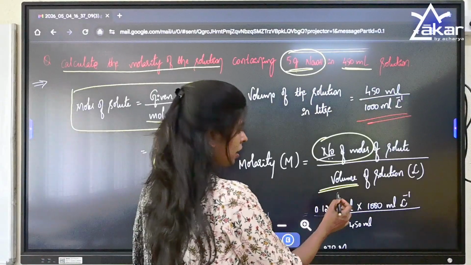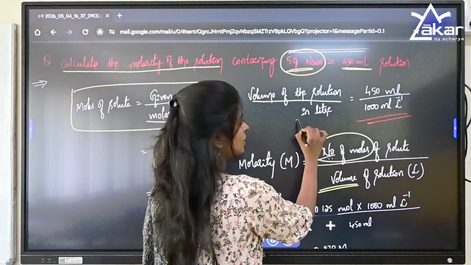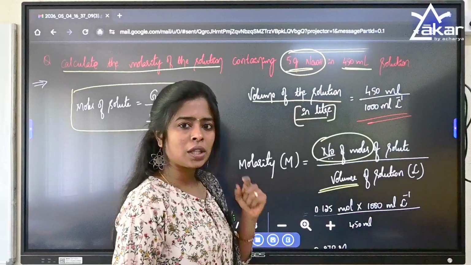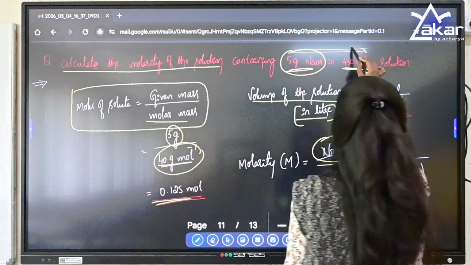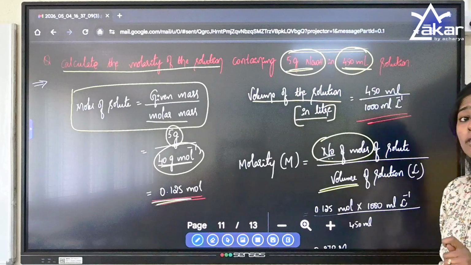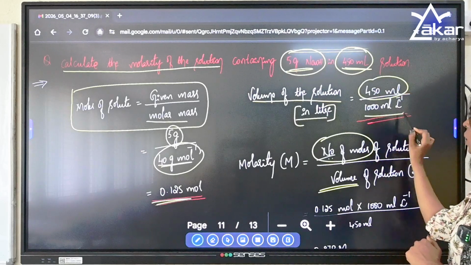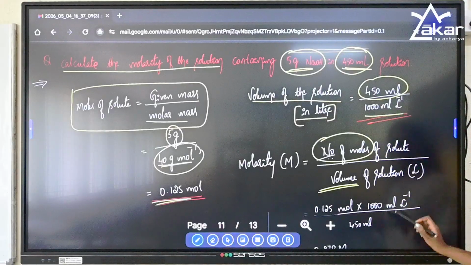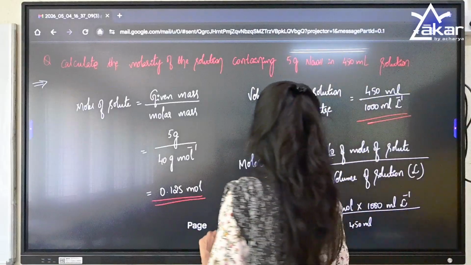Now we calculated the number of moles of solute. We need to know the volume of the solution in liter because we need to substitute the volume in liter itself in the molarity formula. But they are giving the volume as 450 ml. So what we are doing? 450 ml by 1000 ml per liter. So you will get the volume in liter. So you can observe here.